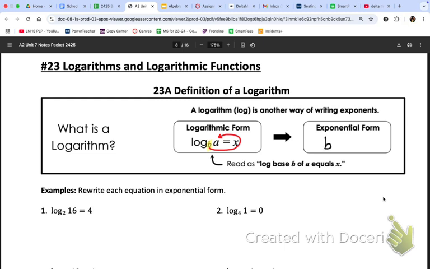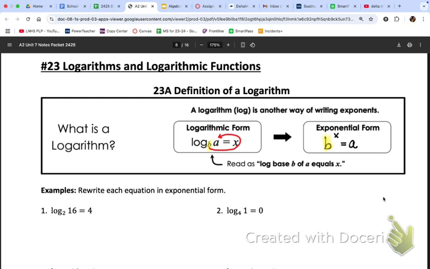So the base is the same. It's equal to the exponent. So I'll highlight it again. The logarithm is always equal to the exponent. So your base is b. B to the x power is equal to a. You can rewrite it like that. And that's what you're going to do a lot of today, is take the logarithm and rewrite it as an exponential.